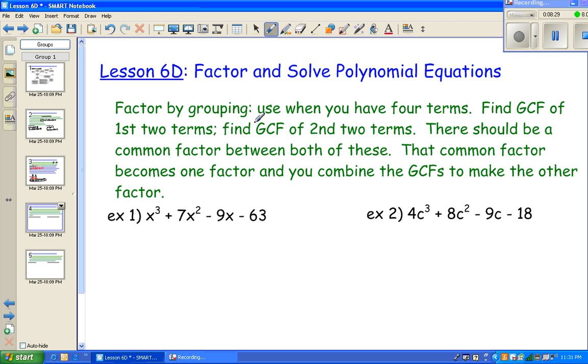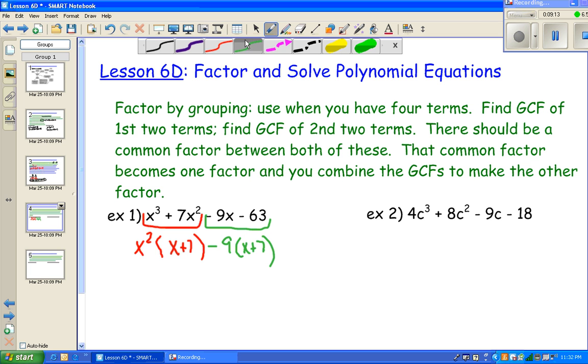Okay, we talked a little bit about factor by grouping when we looked in Unit 4C at factoring trinomials with leading coefficients. But factor by grouping can actually be used with anything that has 4 terms. So what you do is you just zero in on the first 2 terms. What's your GCF? X squared. And that's going to leave you with x plus 7. And then you're going to zero in on the last 2 terms. And the GCF there is a negative 9. And that's going to leave us with an x plus 7.